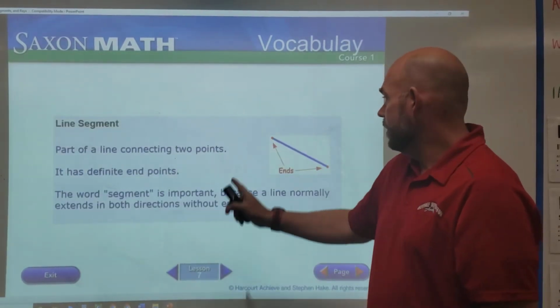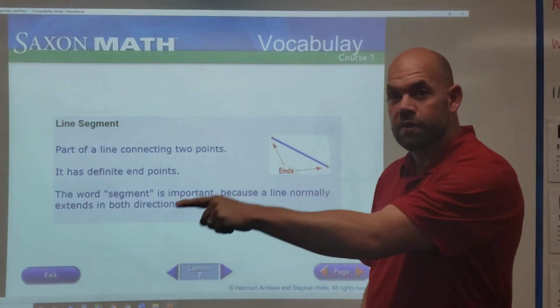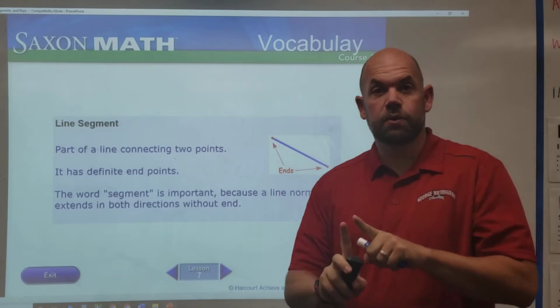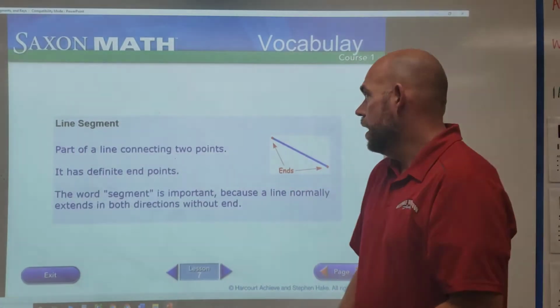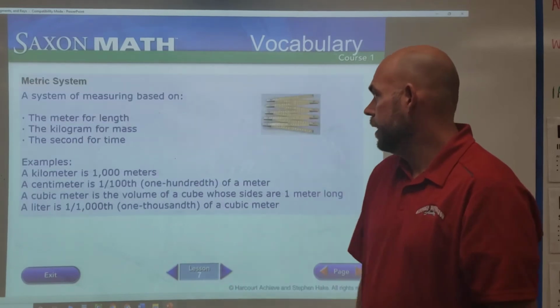A line segment has two endpoints to it. So a ray goes on forever in one direction. A normal line would go on forever in both directions. But a line segment has two definite endpoints, okay?